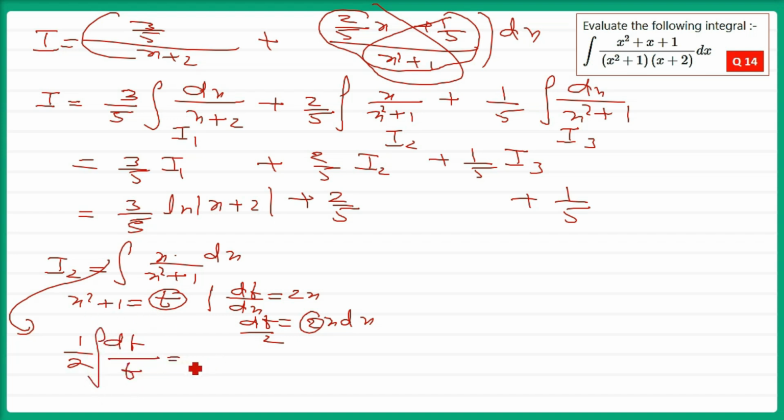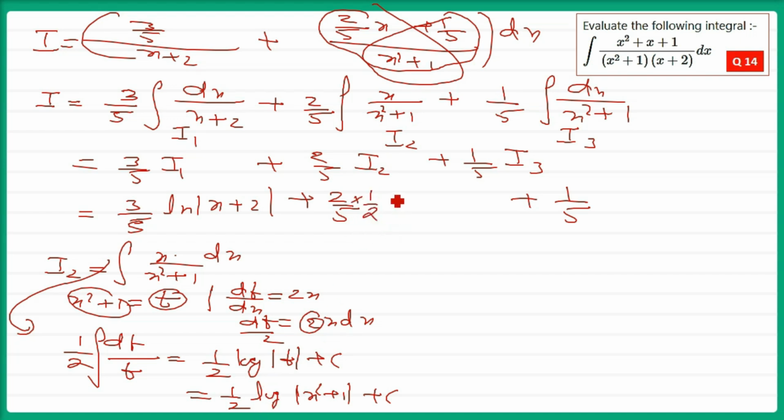So this will be simply log modulus of t. Half log modulus of t plus constant of integration. Now this will be half log, what was t? It was x square plus 1 plus constant of integration. So we have 2 by 5 here. So 2 by 5 into 1 by 2, then ln modulus of x square plus 1. So this is I2 now.